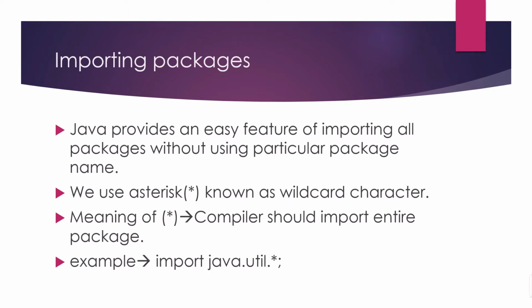Java provides an easy feature of importing all classes of a package without using a particular class name. Java gives us a symbol, the asterisk, known as the wildcard character, which is used for importing all the classes of the java.util package. So we should not use a particular class. We should basically use all in programming: import java.util.* with the asterisk symbol, because it is easy. So we can use all the functions that handle strings, arrays, loops, or other important functions.